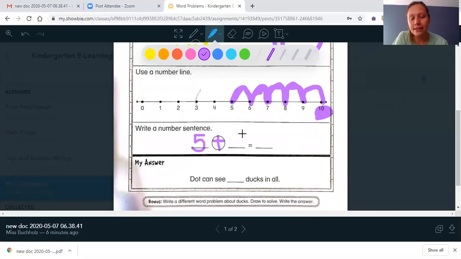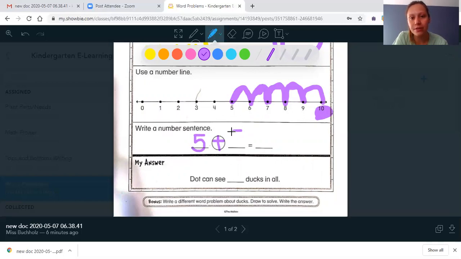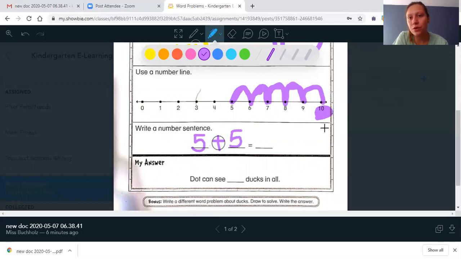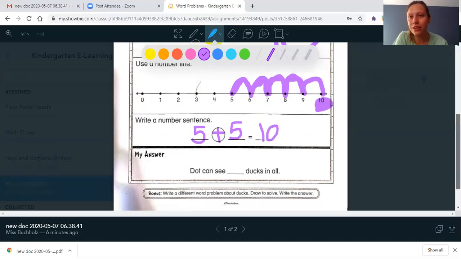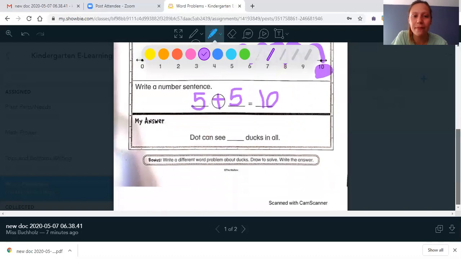And how many more ducks did I add on? How many little ducks? Good. And then what was my total? How many ducks did I get all together? 10. Good. Look at how easy that was for you to solve it.